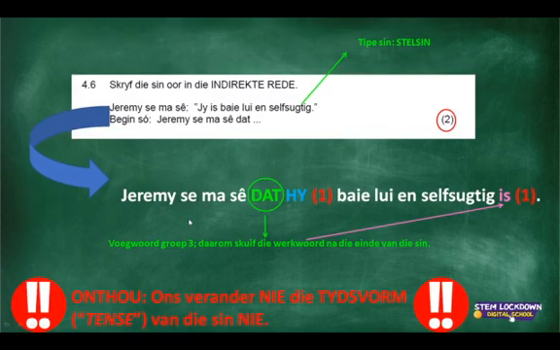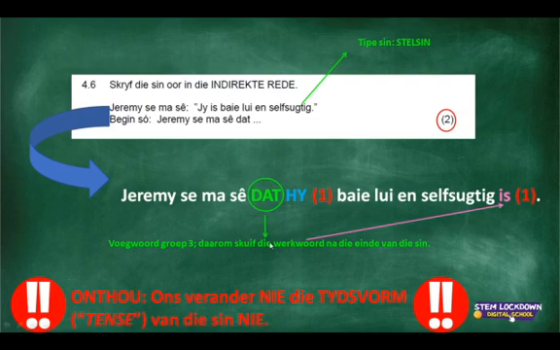So kom ons kyk, wat gebeur nou? We have now determined this is a stelsin, dis die tipe sin. So ons skryf presies wat hulle gesê ons mee moet begin. We are writing down exactly how they said we should start. Jeremy se ma sê dat. Now remember, dat is voegwoord groep 3. It's your group 3 conjunction. Daarom gaan dan die werkwoord na die einde van die sin toeskuif. Therefore, this verb that you've identified is going to move to the end of the sentence.